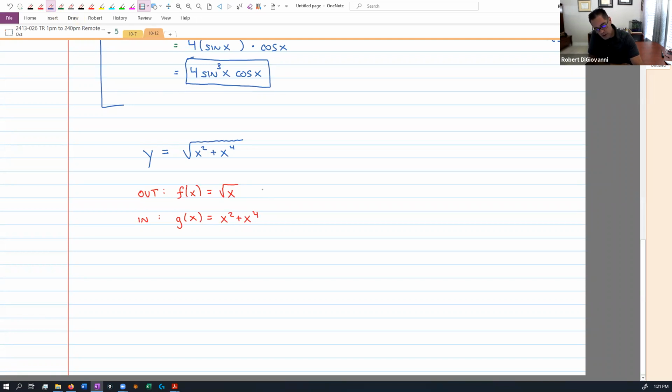Take the derivative of each one. I hope one thing you've taken away from the last few weeks is that the derivative of the square root of x is 1 over 2 root x. I've asked you to try and just memorize this. I know you can rewrite it as x to the half and bring the half down and make it negative 1/2, but this is just the cleaner way of doing it. And then the derivative of the inside is pretty straightforward. This is just going to be 2x plus 4x cubed. And now we just apply the formula.